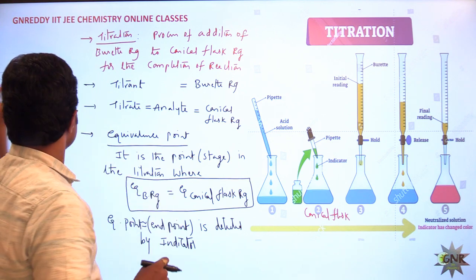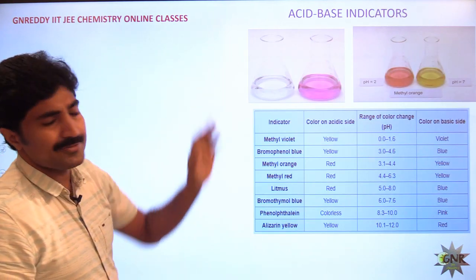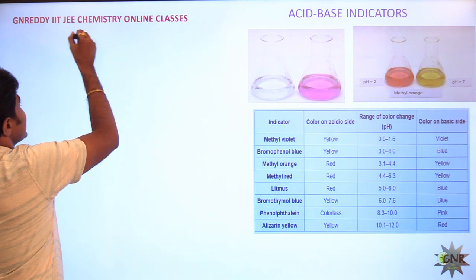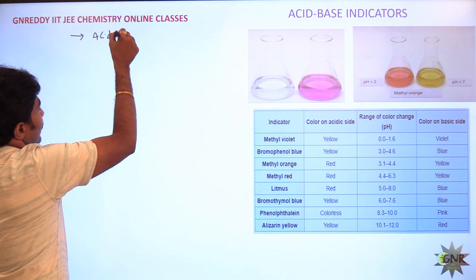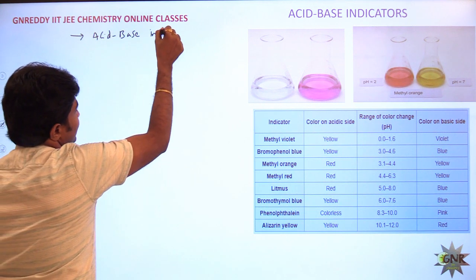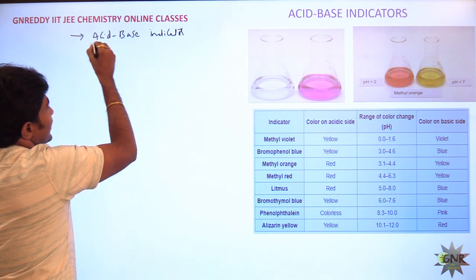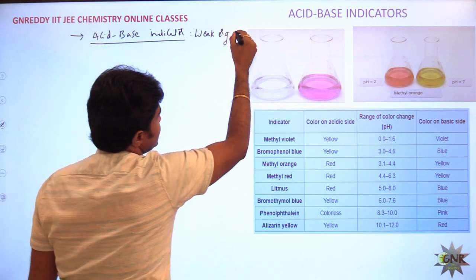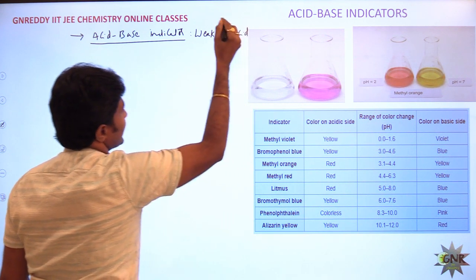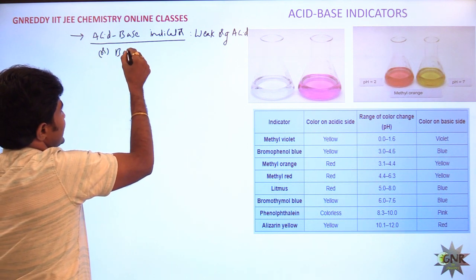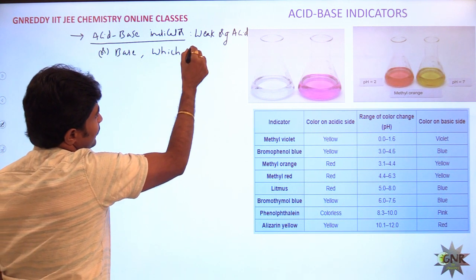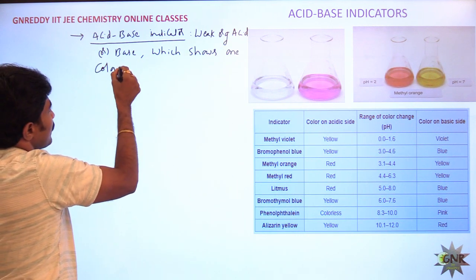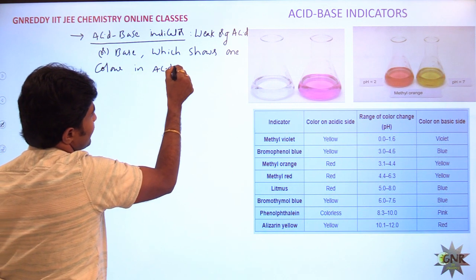Now we have to see what about acid base indicators and different acid base indicator color changes. If you look at this acid base indicator, this is a weak organic acid or base, which shows one color in acidic medium, and another color in basic medium.